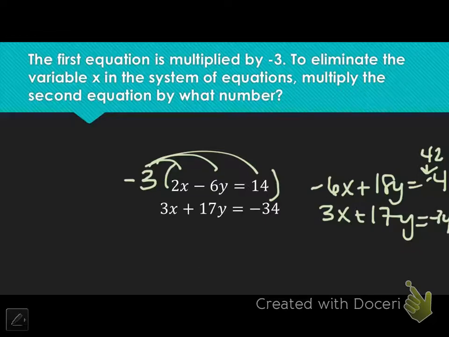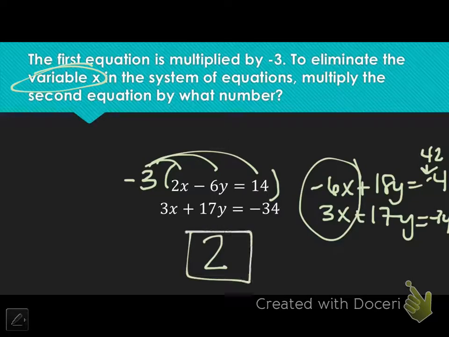Okay, so we're trying to eliminate the variable x. What do we have to multiply by to eliminate that variable x? Well, they have to have the same number in front, so it looks like we can get them both to be 6's. One has to be positive, one has to be negative for them to cancel. So it looks like we can multiply it by 2. And that will give me a negative 6x on top and a positive 6x on bottom.